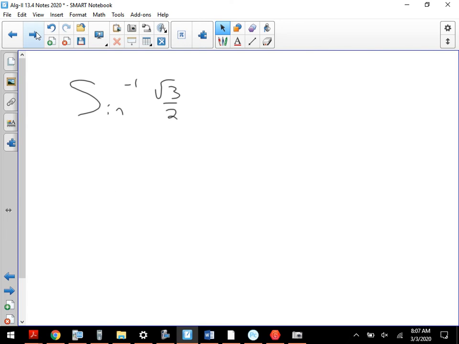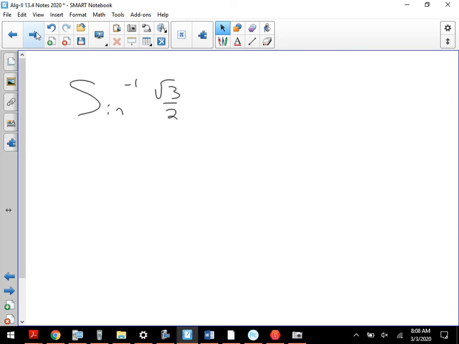Question will be like this. Sine to the negative 1, which means what angle has sine value of root 3 over 2? So what quadrant does this have to get drawn into? First quadrant. The reason that it's going to be first quadrant is because this value is positive.